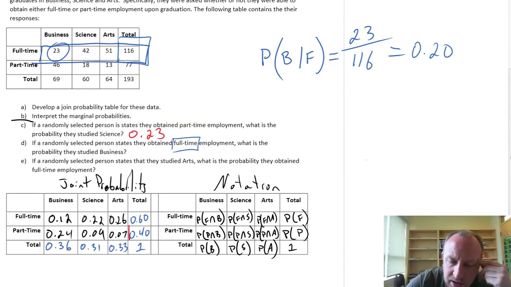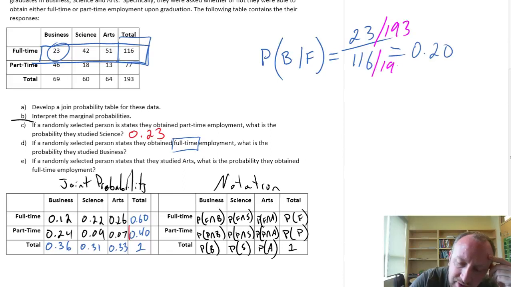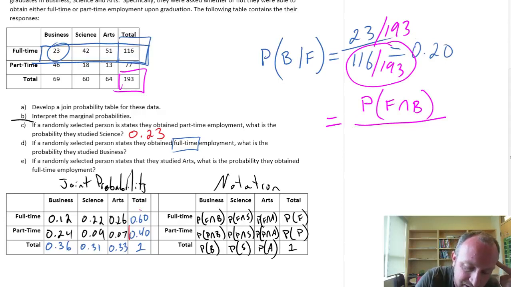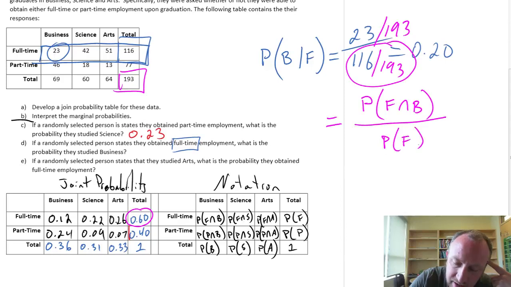If I were to say, well, what if we divide this by 193, so if I divide both the numerator and the denominator by 193, well, now I have the probability that they are both full-time and business. So this is that intersection between full-time and business, divided by this 116 over 193. This is my probability that they are full-time.